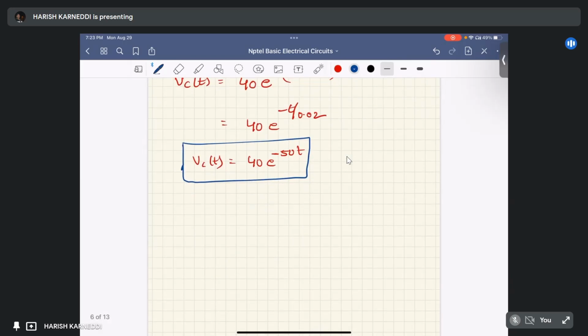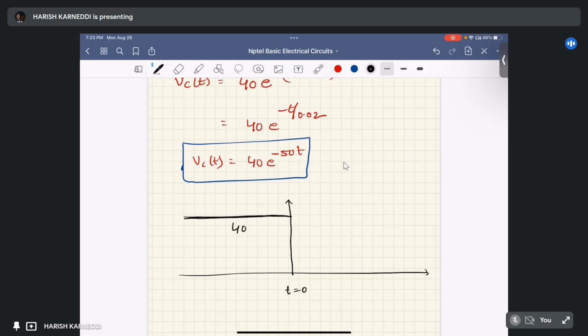That is, we can plot this waveform, the voltage across the capacitor. This is at, let us say, t equal to 0. Initially the circuit is in the steady state, the capacitor is fully charged, that equals 40 volt.